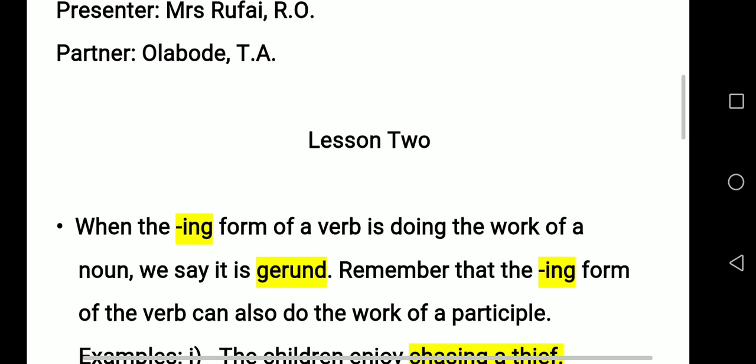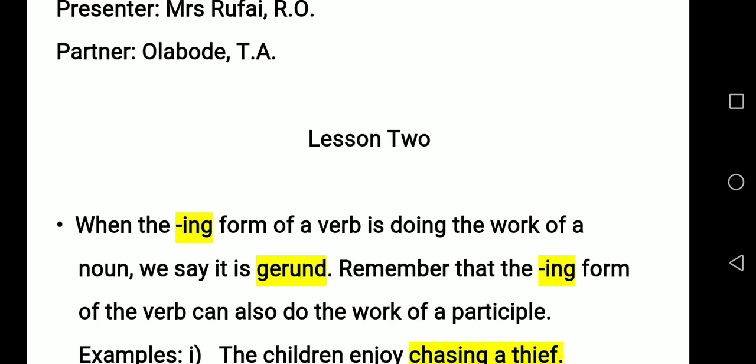When the ing form of a verb is doing the work of a noun, we say it is a gerund. Remember that the ing form of the verb can also do the work of a participle.